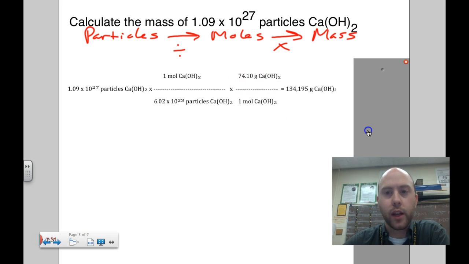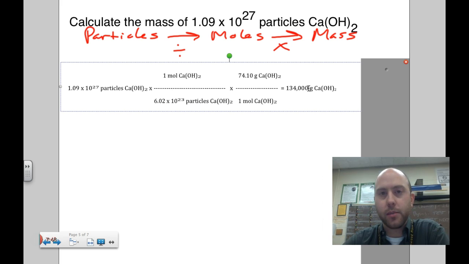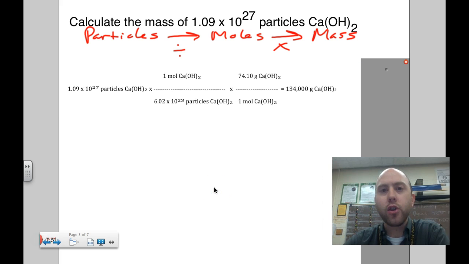I multiply all that out, and that is nowhere near the right answer because of sig figs. I have 3 sig figs here. These are constants, 4 sig figs, so I need 3. Usually it's always 3. And that would be 3 sig figs. There we go. 134,000 grams of calcium hydroxide. And that is how you go from moles to particles and particles to moles. Perfect timing.